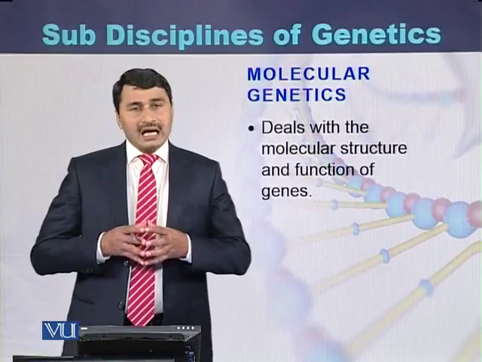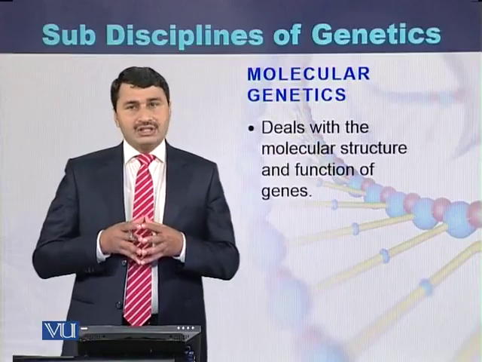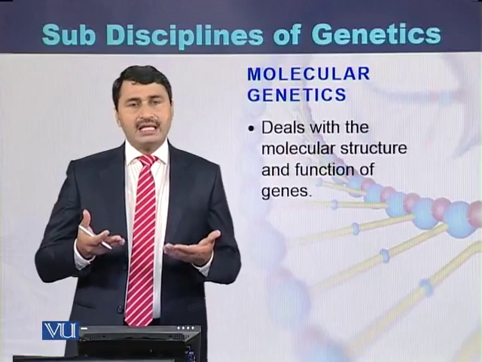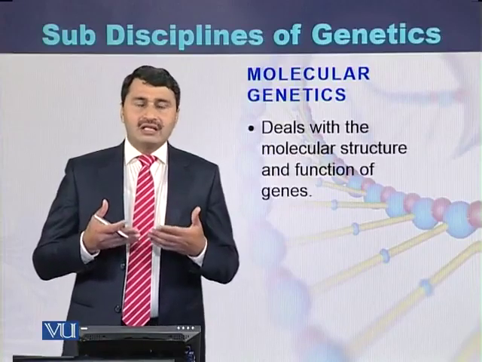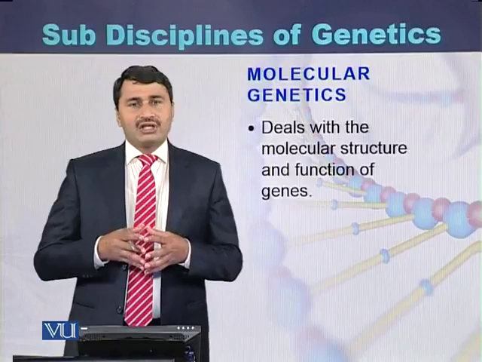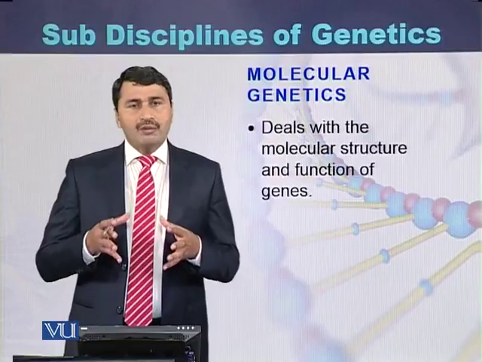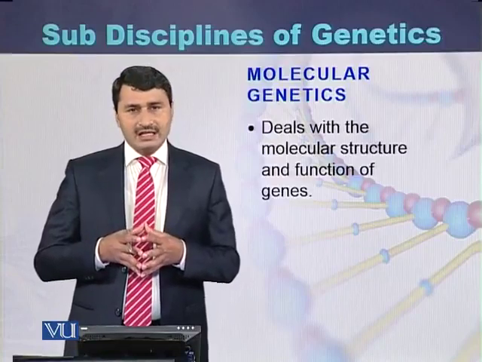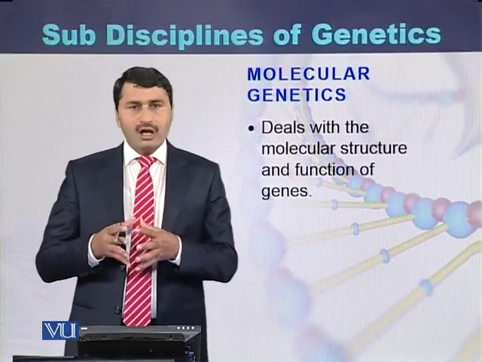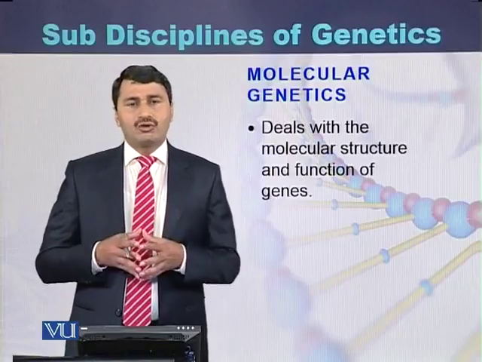The fourth and last type of genetics is molecular genetics. If we study genetics at the level of the molecule, at the level of DNA and RNA, or we identify certain mutations or the sequence of the DNA, then this type of genetics is called molecular genetics. So these are the four major subdisciplines of genetics. Some geneticists classify genetics into four, but many geneticists classify genetics into more than four subdisciplines.